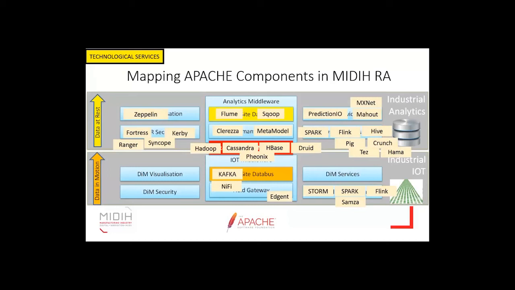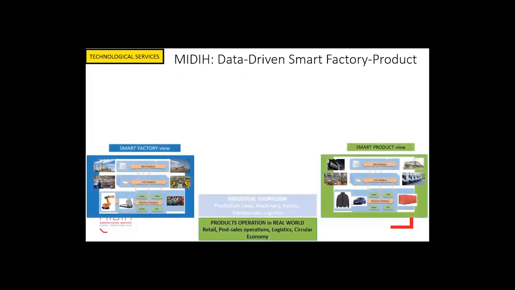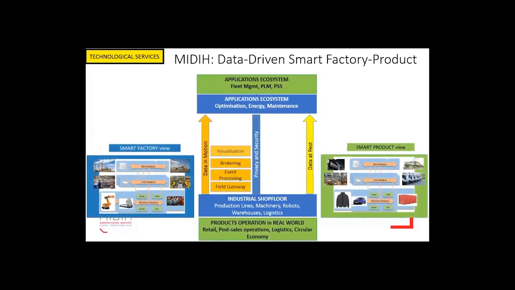It is enough that you demonstrate that you are using these components which are suggested by MIDI, and that you justify, of course, that they are on the critical path for your application. In this case, the typical flow is indicated here, where you have data in motion and data at rest, which are more or less interoperated at the level of brokering and persistence.